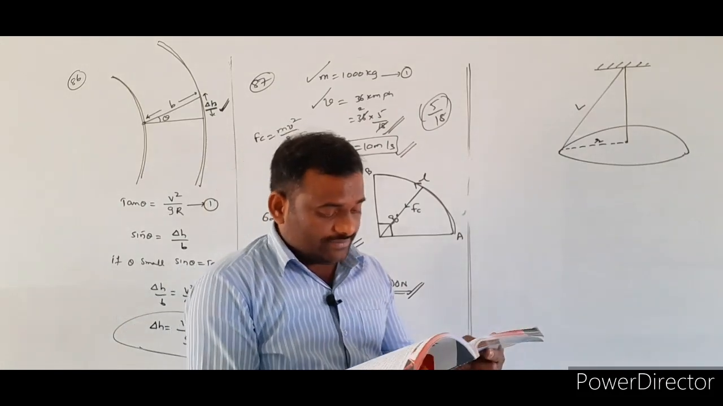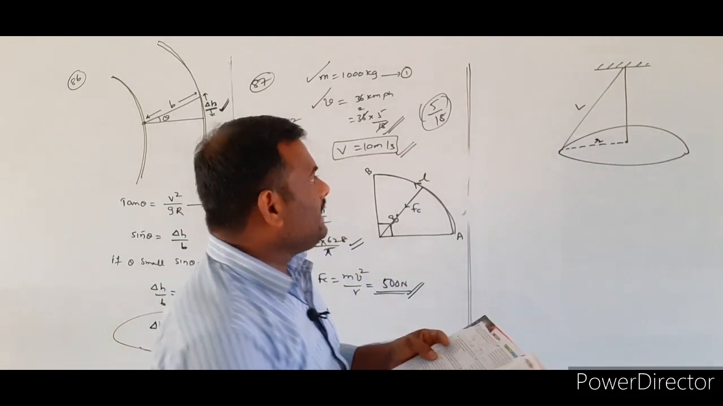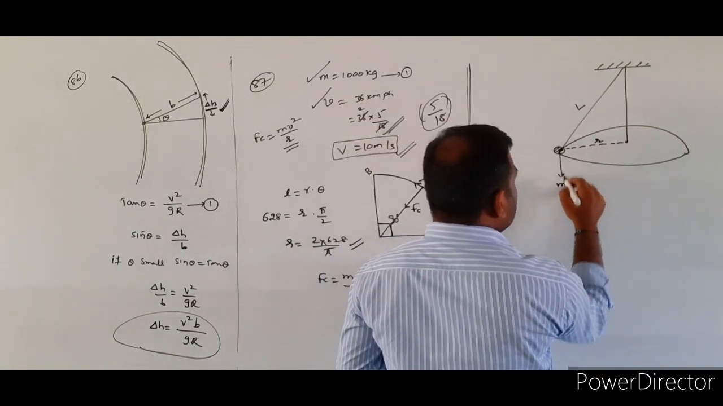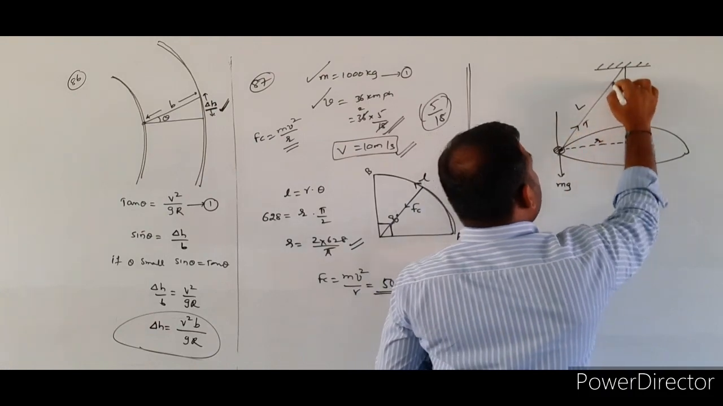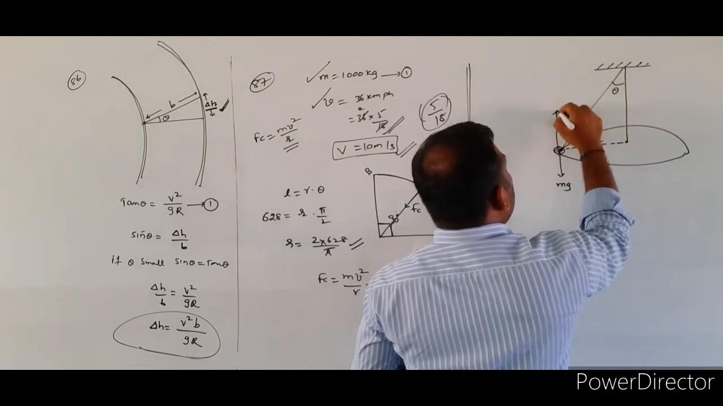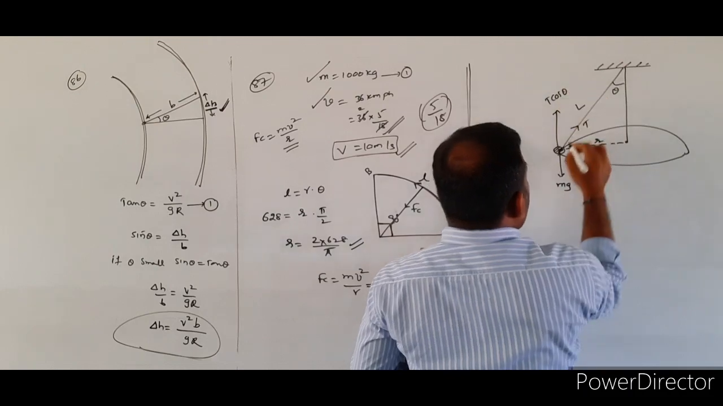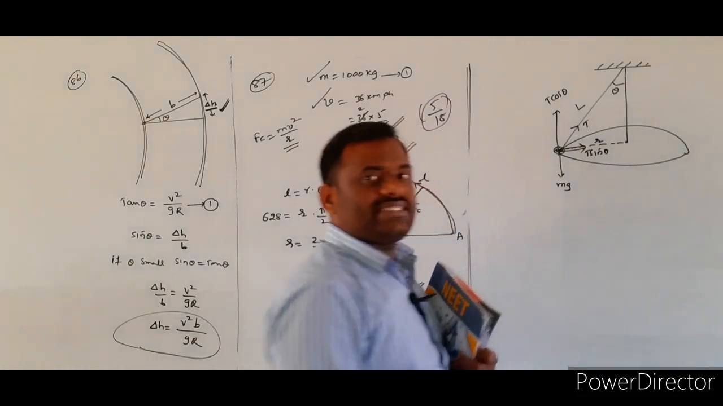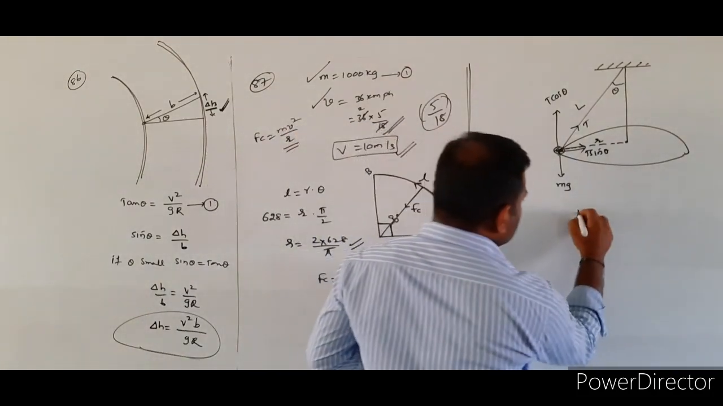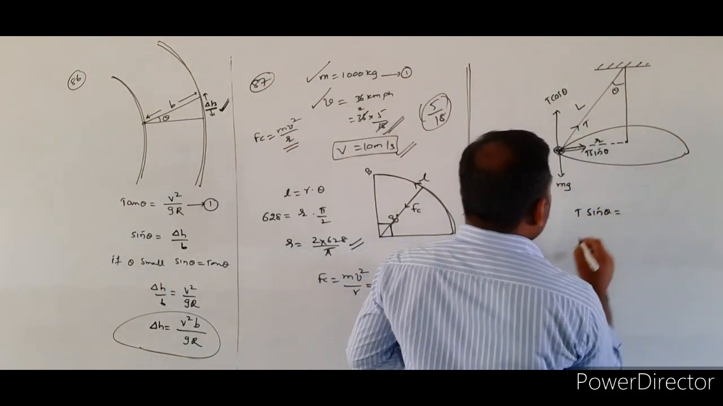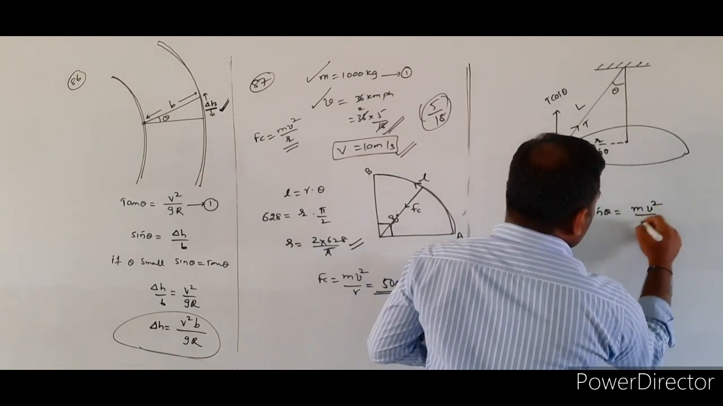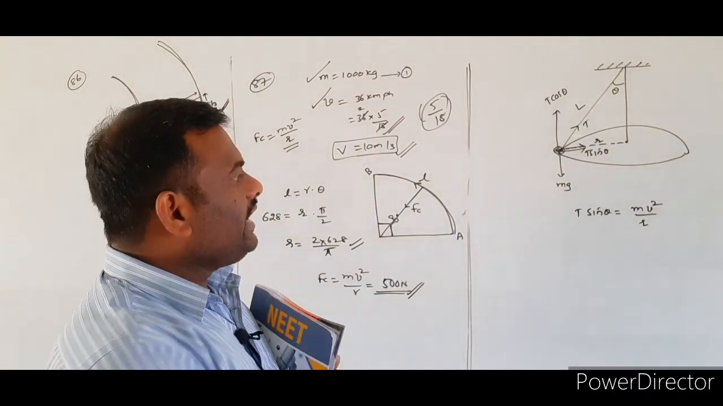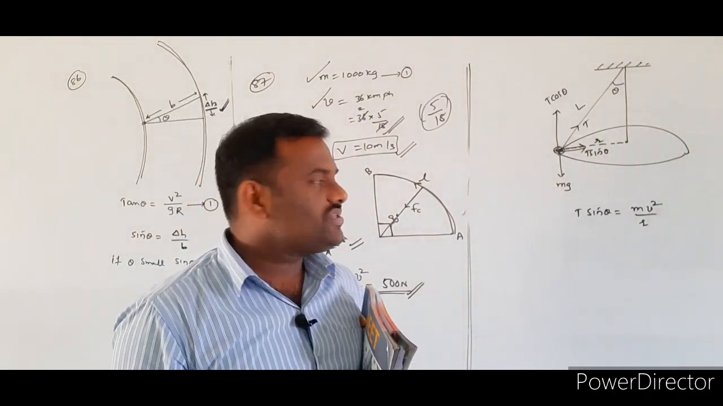What value are they asking? The speed of the revolving particle. So if you resolve, the weight mg will be acting in the downward direction. This is the angle of inclination theta. So this component is T cos theta, and the tension component acting towards the center is T sin theta. So from this we will write T sin theta is equal to mv square by r. What is the r here? Radius of the circular path.